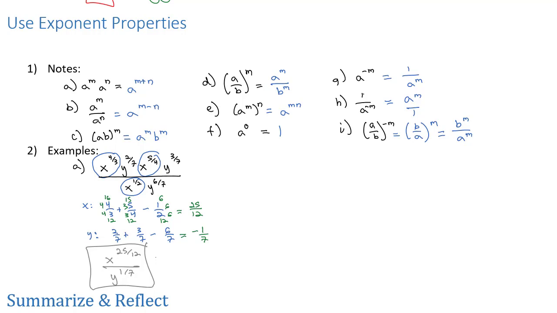It might look a little more complex because we have to do the arithmetic with the fraction, but the process is still the same using those exponent properties from our prior chapter. Let's do one last example.